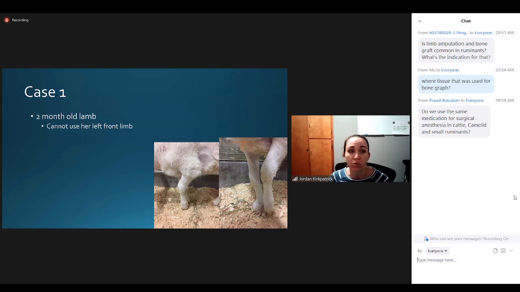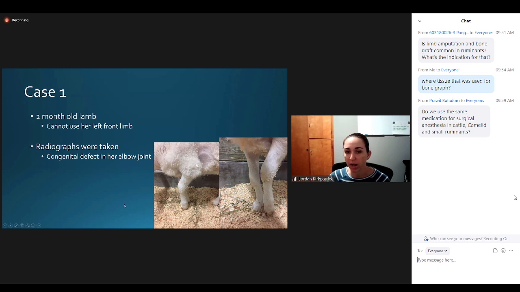So this is Blue's story. She was a 2-month-old lamb and she could not bear any weight on her left front limb. She had a congenital defect in her elbow. I worked with her at a different university. I don't have access to her x-rays, so I can't put them up for you.